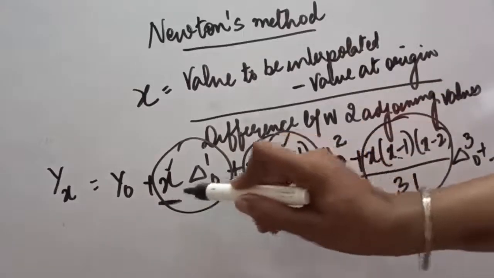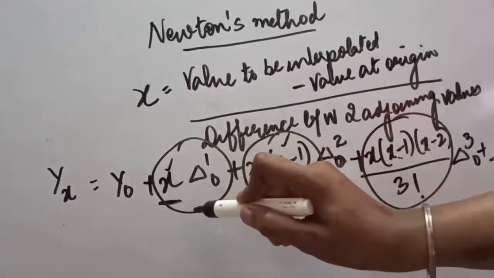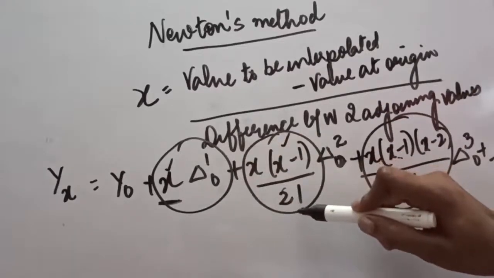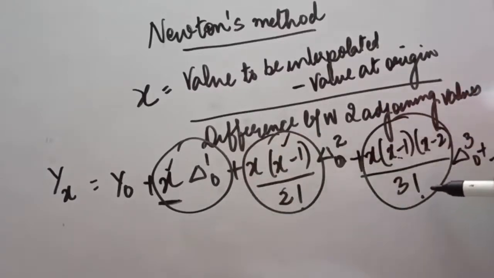Divided by 1 factorial, that is 1, so we have not written it. This is divided by 2 factorial, this is divided by 3 factorial. If it is continued, it will be divided by 4 factorial, 5 factorial, like that. So this is how you can remember this Newton method's formula. Now let us see with the help of one practical example where we are going to apply these two formulas.